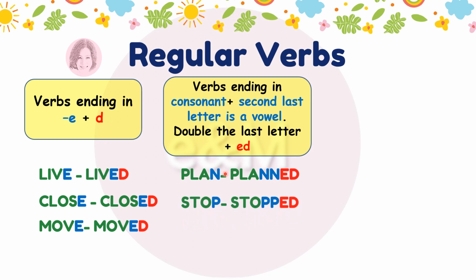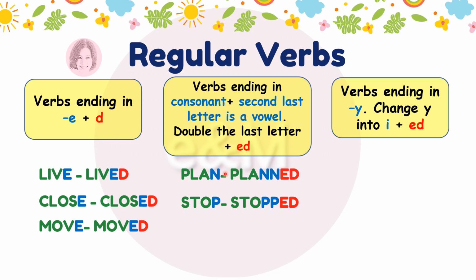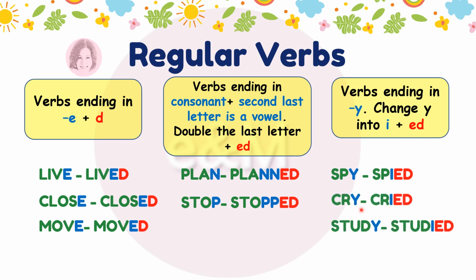and stop. Okay? We also need to pay extra attention to verbs that end in a y. We just need to change y into i and then add ed, especially those preceded by a consonant, such as spy, cry, study. The consonants being p, r, and d. Here, the y changed into an i. Okay?